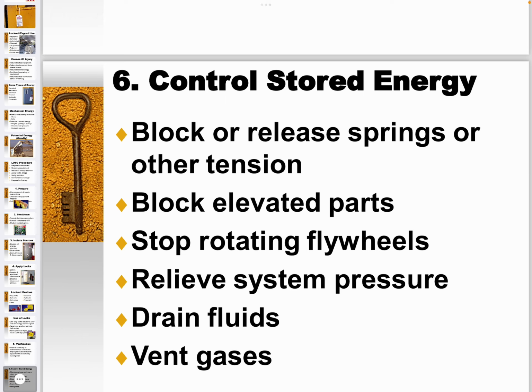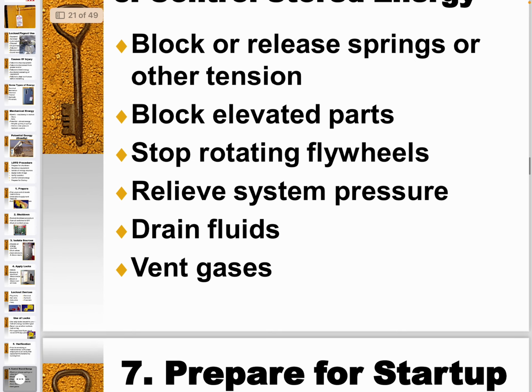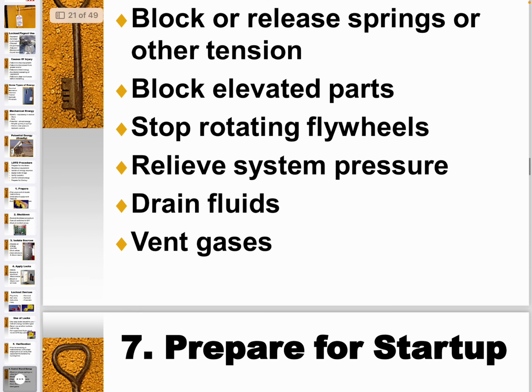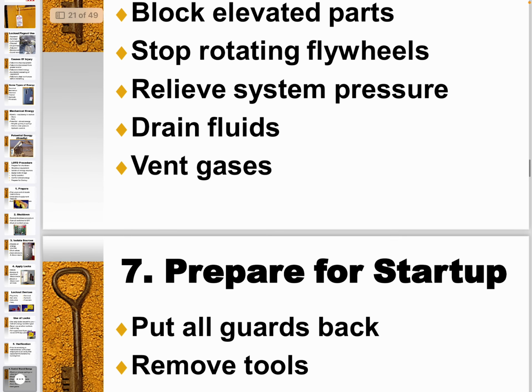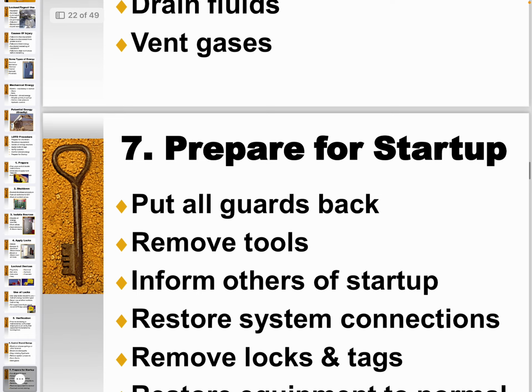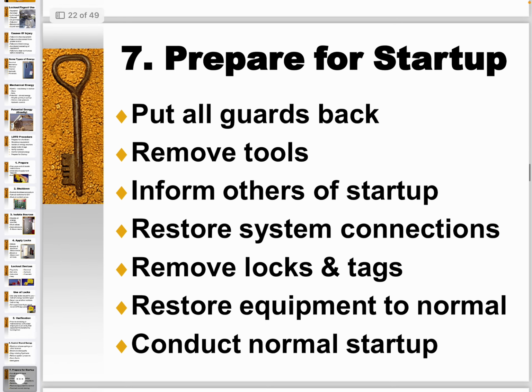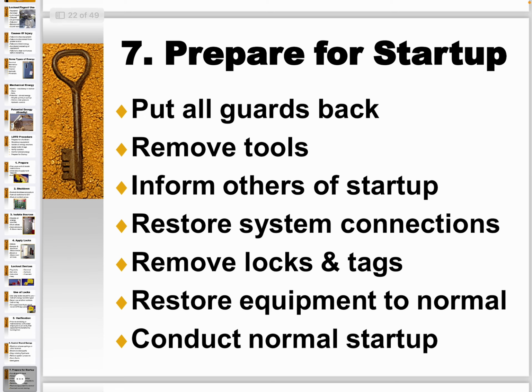Sixth, control for the stored energy. Block or release springs or other tensions. Back elevating for pods. Stop the rotating flywheels. Release systems pressures, drain fluids, vent gases. Properly prepare the startup. Pull out the guard.